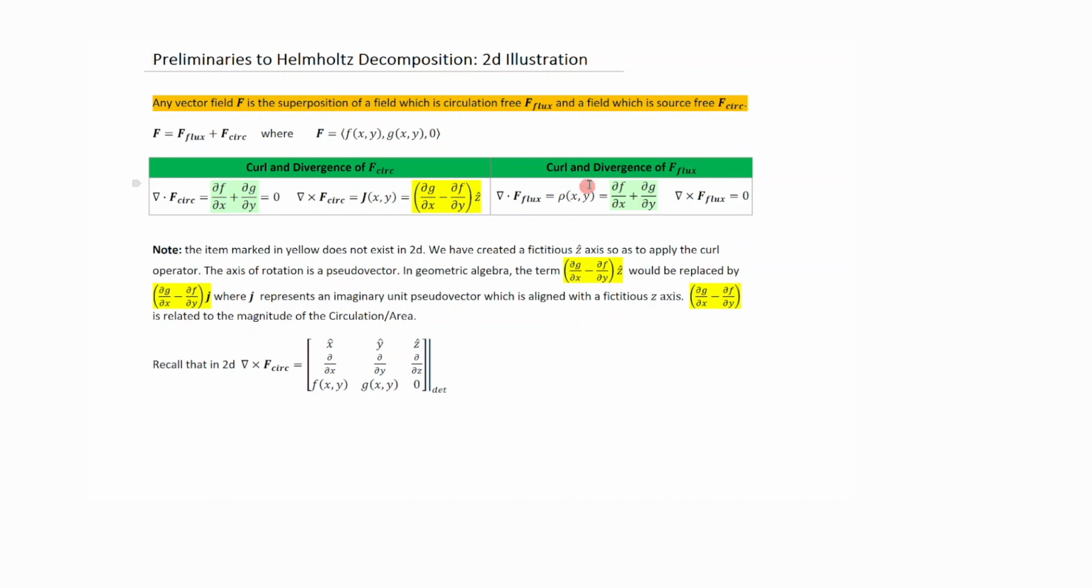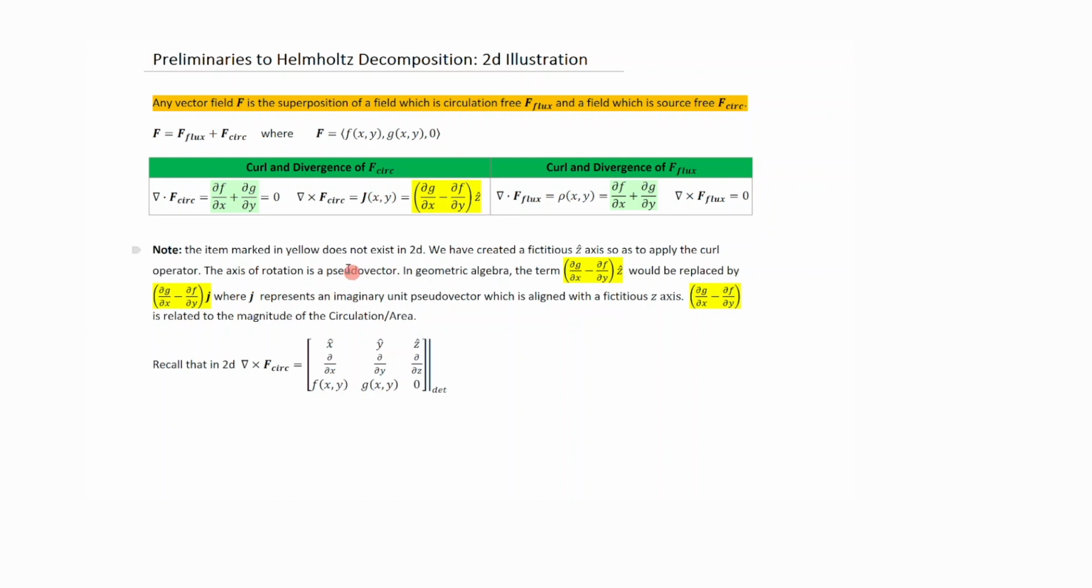Now, if we're looking at the flux, this is a simpler case. Divergence of flux, if we're dealing with this case, will take on some scalar value, and we'll just call it rho of x, y. And if you just write it out, similar to what we saw over here, this is just dfx plus dgy. But in this case, the curl will be equal to 0. Here, the curl was non-zero. Here, the curl was equal to 0. So essentially, these are mutually orthogonal to each other. You cannot take one and make the other out of it. They are mutually exclusive of each other.